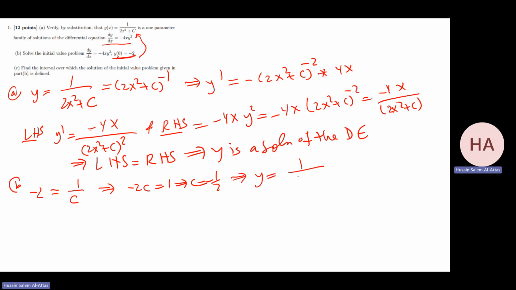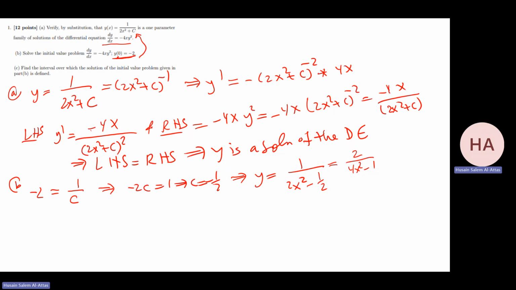Y will be equal 1 over 2x squared. Is it? We have minus 2, 1 over 0 plus c, 1 over c. So minus 2c equal 1, so c equals minus half. So I have this minus half. Okay. So if I want to simplify it, that will be what? 2 over 4x squared minus 1. Yeah, we divide by 2, I have 2x squared minus.